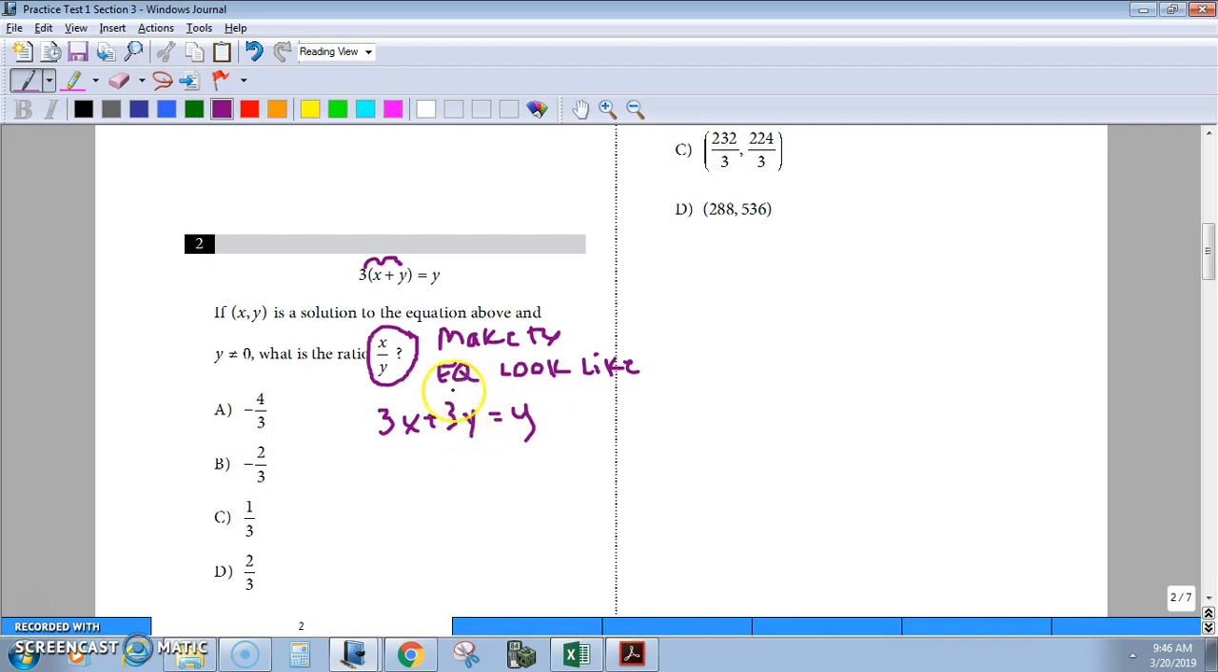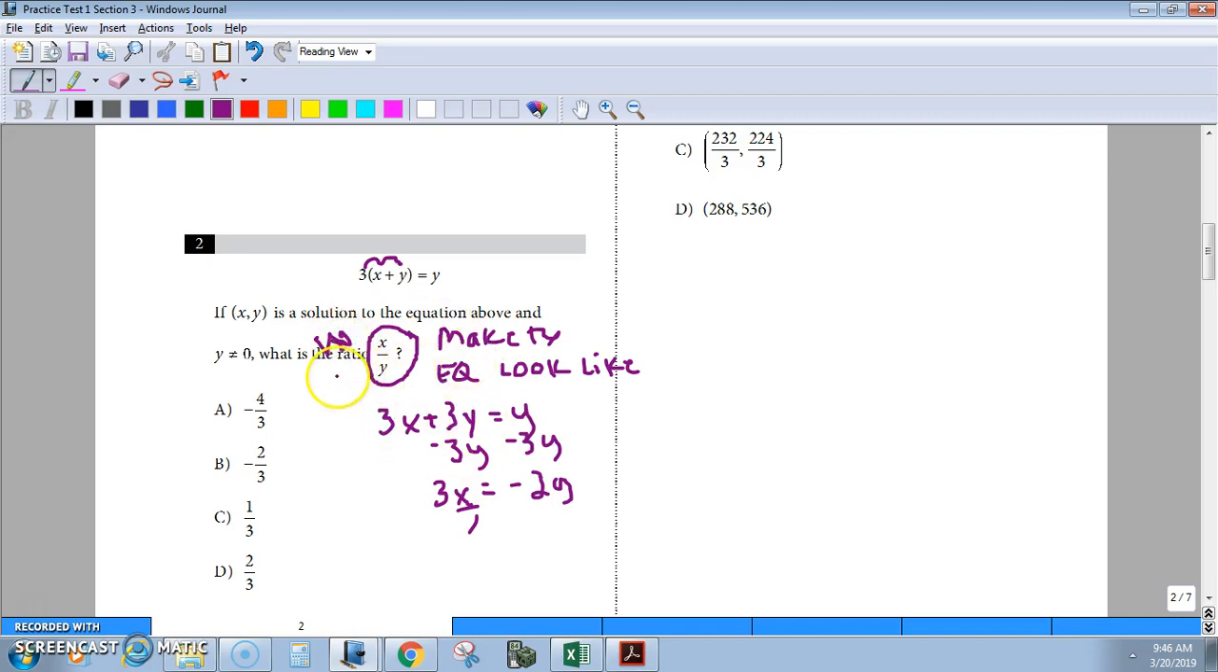Let's combine our like terms. Well, I have 2 terms that have y in them. So if I subtract 3 y's from each side, I can combine my y's. So then I get 3x is equal to negative 2y. 1y minus 3y, negative 2y. All right, now if I divide both sides by x, I will get, oh wait, nope, that's not what I wanted to do. Divide both sides by y, I will get x over y, right?